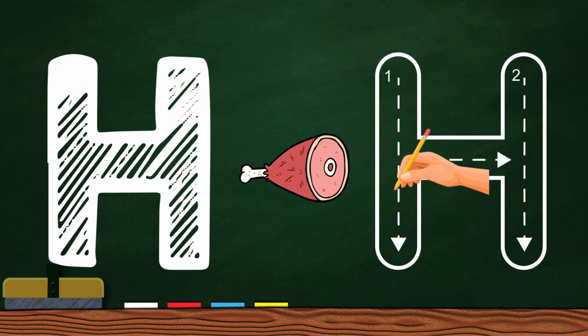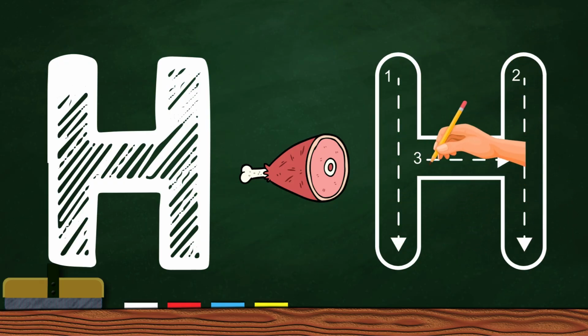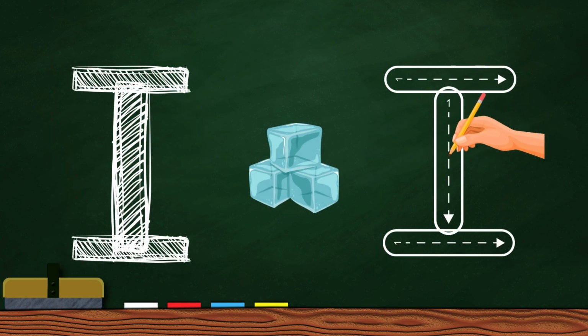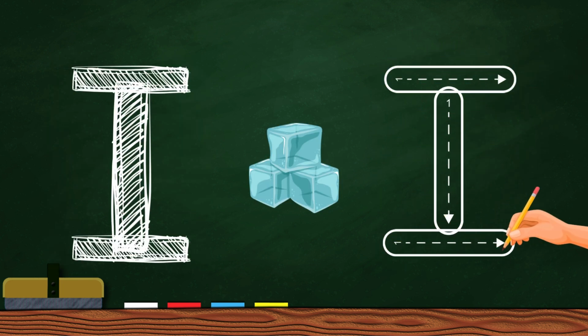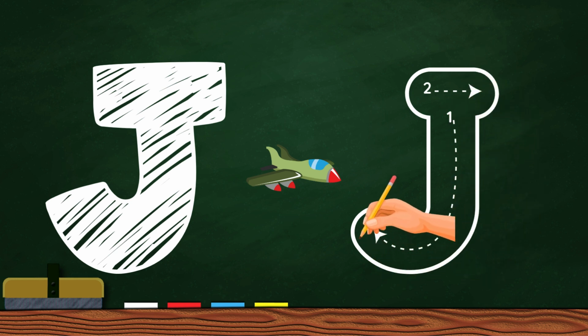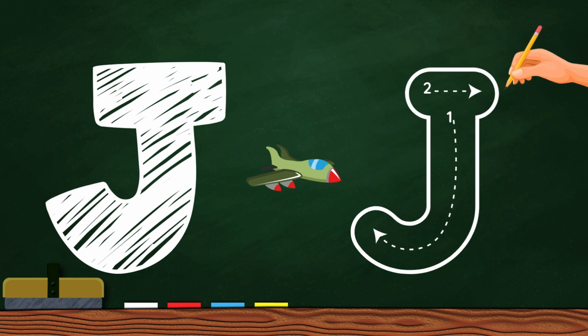Letter H, draw two lines up and down. A line in the middle, H is found. Letter I, draw a line from top to bottom. Horizontal lines both top and bottom. Letter J, draw a line that curves to the left. Add a line on top, you're the best.